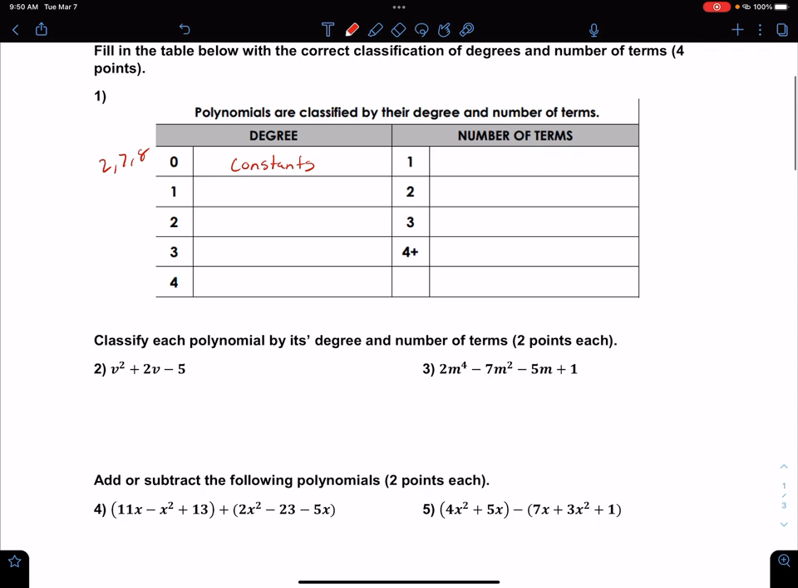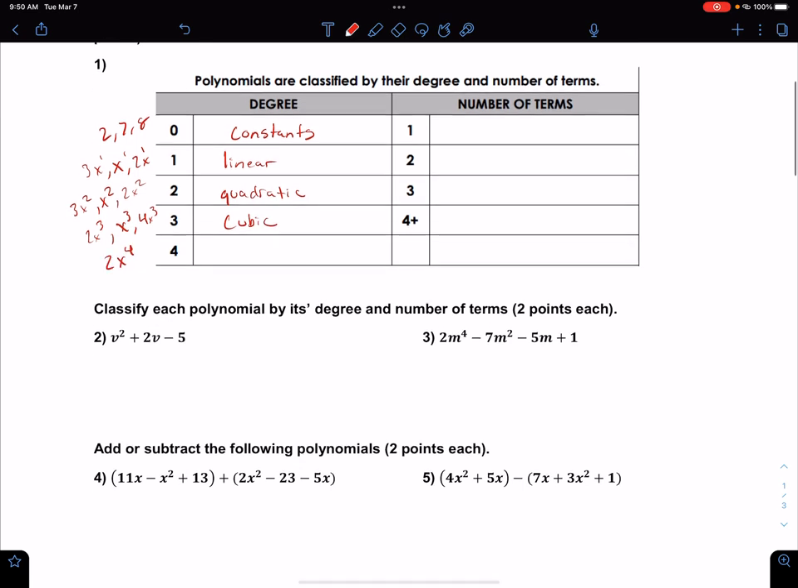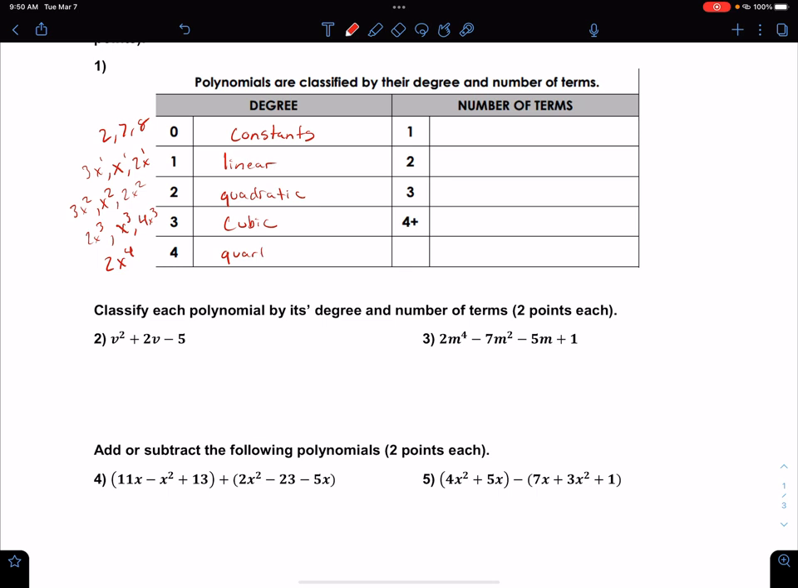Okay, if it's a degree of 1, that'd be like x or 2x or 3x, because there's an invisible 1 up here. That is a linear equation. If it's a number like x squared, 2x squared, 3x squared, that's what we call a quadratic. If it's x cubed, so there's a 3 up top, that's what we call cubic. And finally, if there's a 4 up top, whatever is out front, we call that quartic.